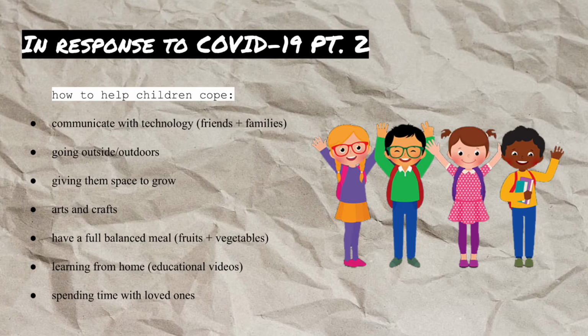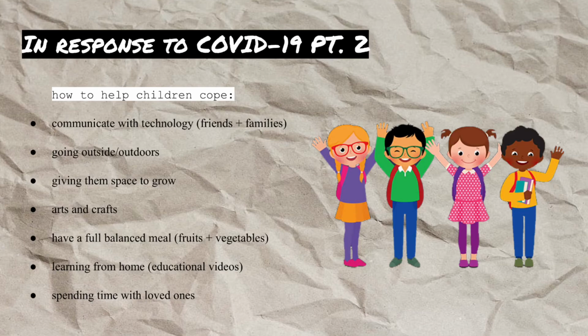Also, if possible, a lot of children have been recommended to stay in touch with their teachers in order to continue to find ways to learn and in order to just keep up with their schoolwork. So that's bullet point number 1. Then bullet point number 2 is to go outside or outdoors.